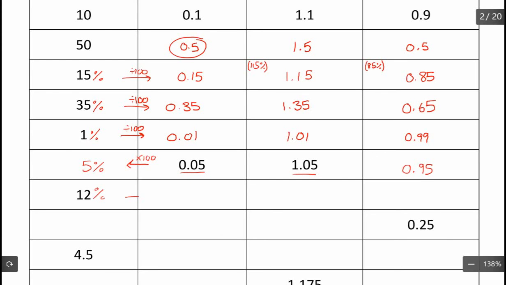12%, to turn it into a decimal, divide by 100, 0.12. Add it to 1, we get 1.12. If we take it away from 1, we get 0.88. Tricky on this one. We've been left with 0.25. That means we've taken something away from 1, and that something was 0.75, which is 75%. If we want to increase something by 75%, we would times by 1.75.